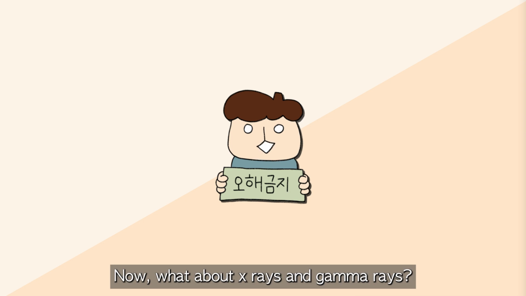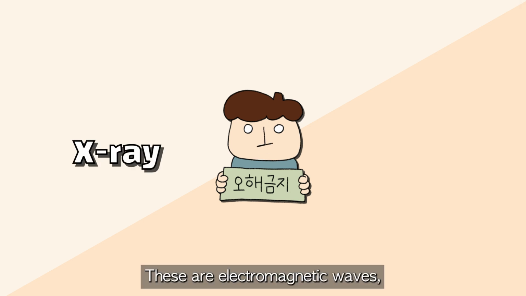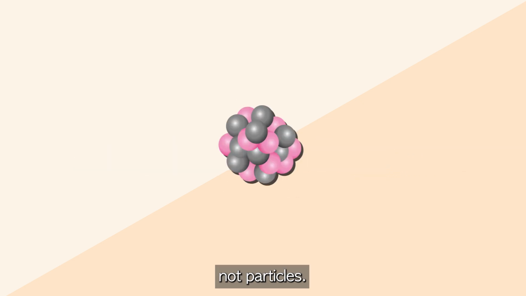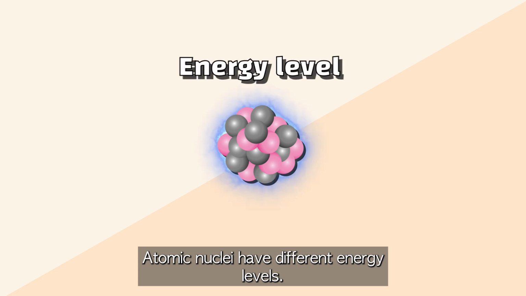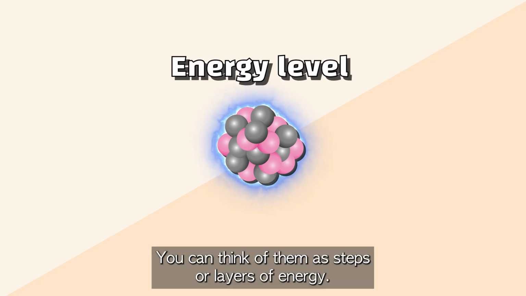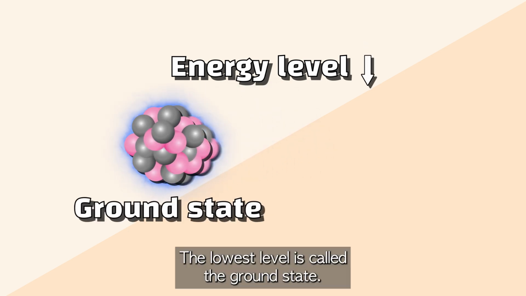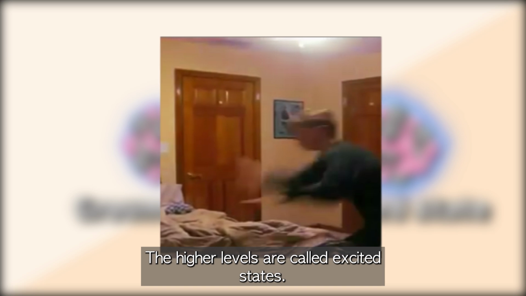Now, what about X-rays and gamma rays? These are electromagnetic waves, not particles. Let's start with gamma rays. Atomic nuclei have different energy levels. You can think of them as steps or layers of energy. The lowest level is called the ground state. The higher levels are called excited states.